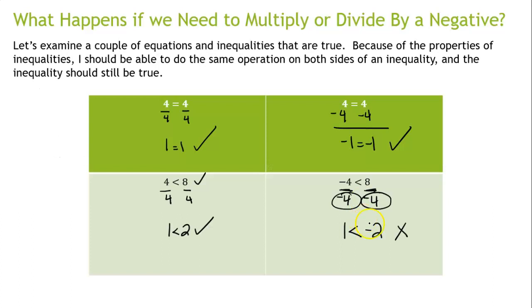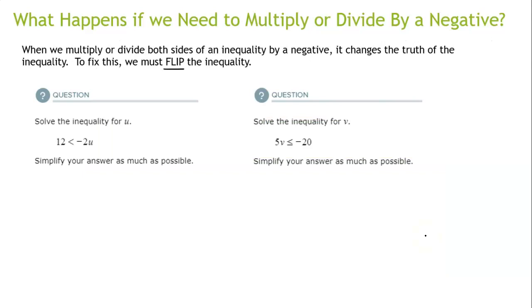So let's go back to our previous screen. If I had kept the 1 and the -2 in the same place, but remembered that when I divide both sides by a negative, I have to flip my less than to a greater than, now 1 is greater than -2, and that is true. So to fix this, anytime we multiply or divide both sides by a negative, we need to flip our inequality.